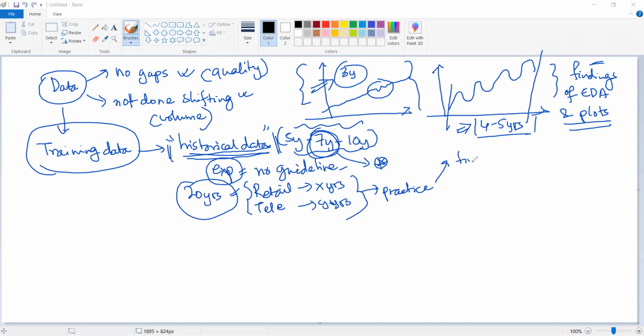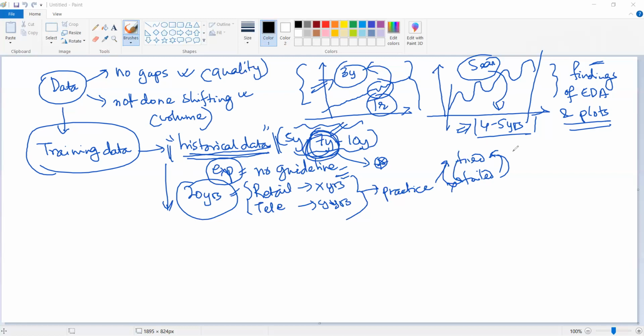Practice means he has tried and failed, then tried again and failed again. A lot of to and fro has happened. Then he came to a conclusion: for this domain, I need at least this much data. If I have only trend, no seasonality, I need this much data. If I have both seasonality and trend, I need this much data. It comes out of experience only. There is no guidebook here.